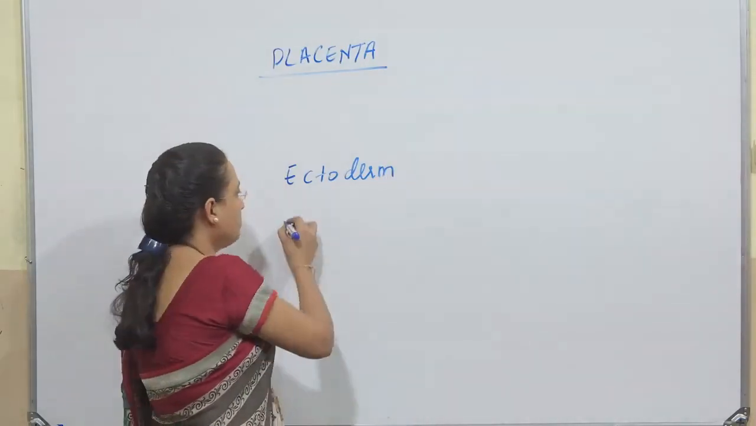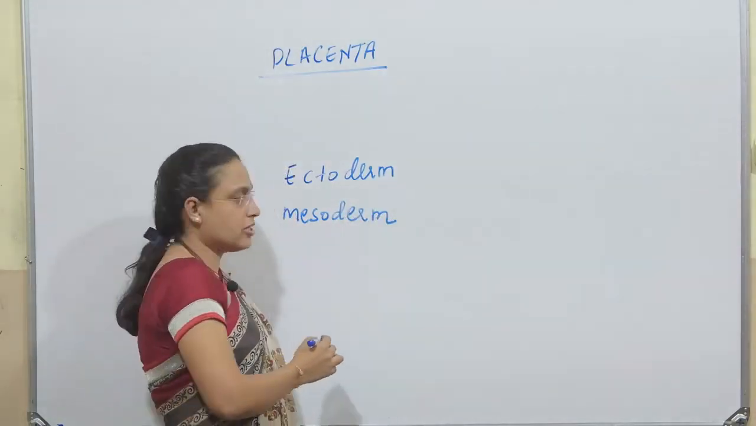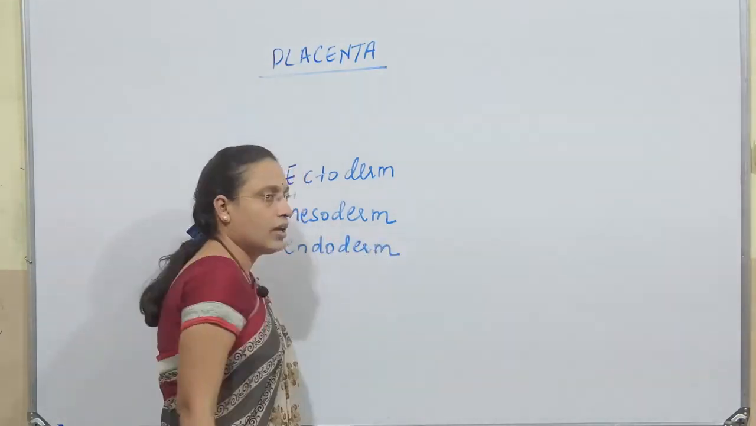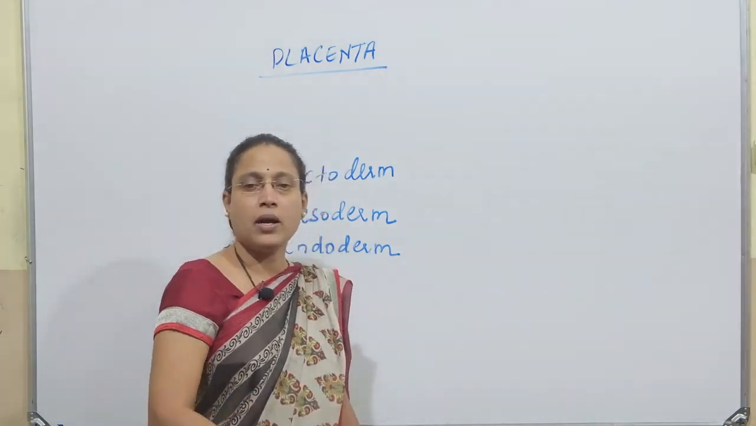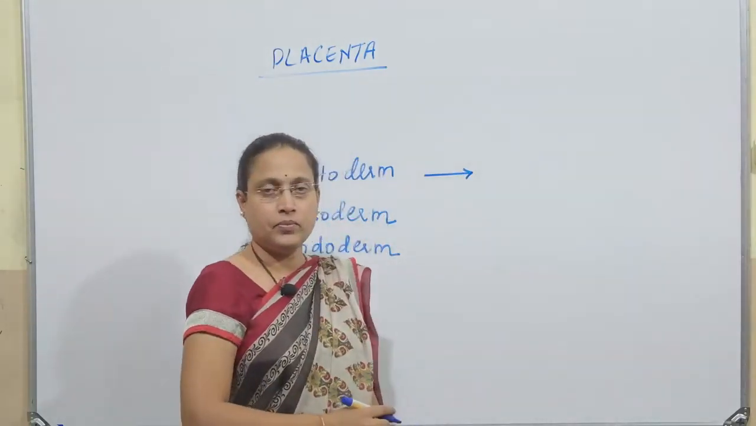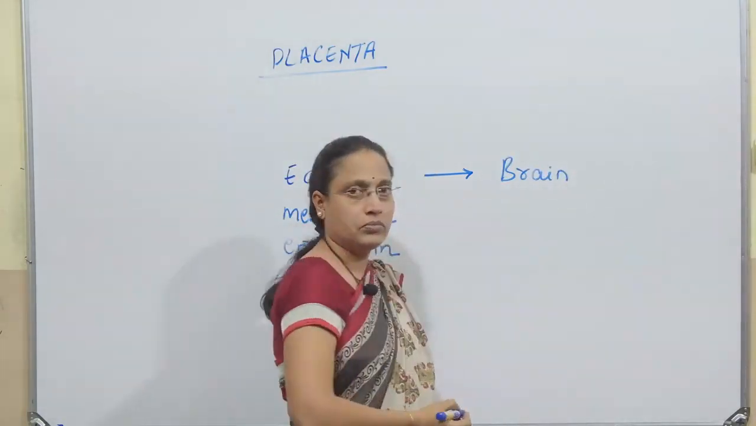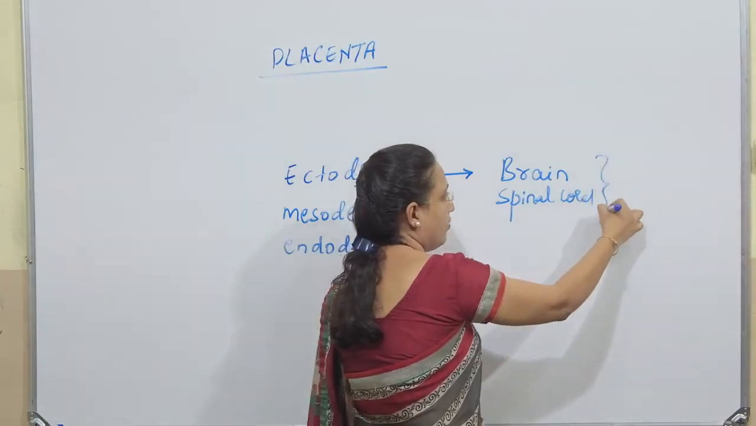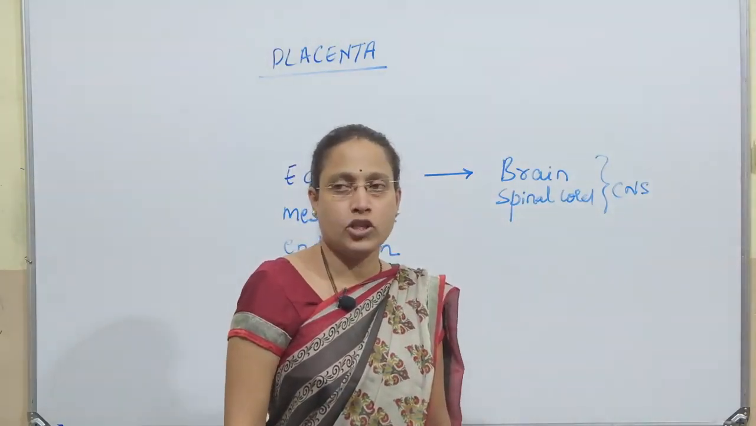One is ectoderm, another is mesoderm, and the last one is endoderm. Now these three germ layers will form different parts of the body. Now when it comes to ectoderm, certain structures, just mentioning them: brain, then spinal cord, which together come under CNS, will be formed from ectoderm.